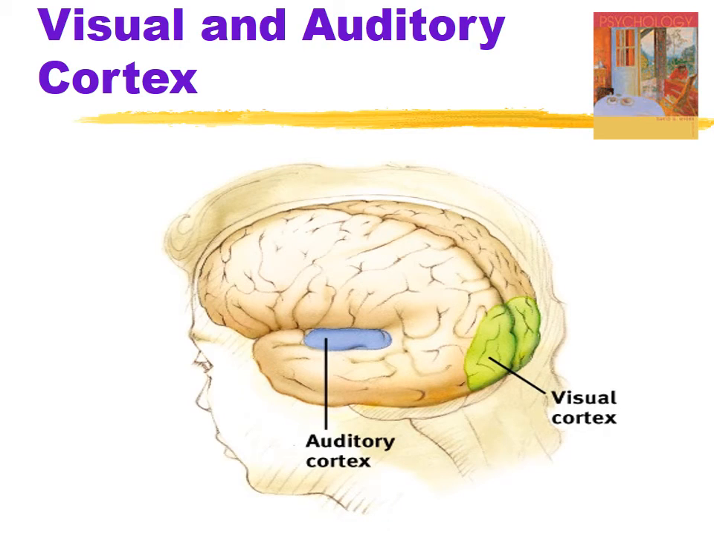You have the auditory cortex just behind your ear, the temporal lobe, and as we said before, the visual cortex, strangely enough, at the back of the brain. More about that later on.